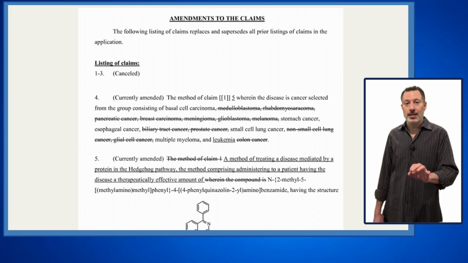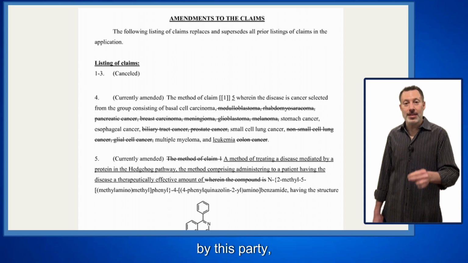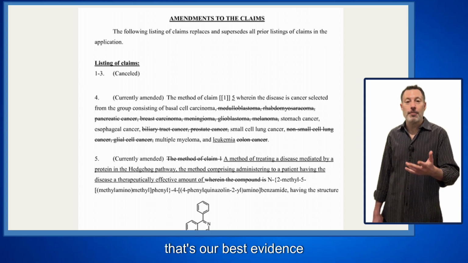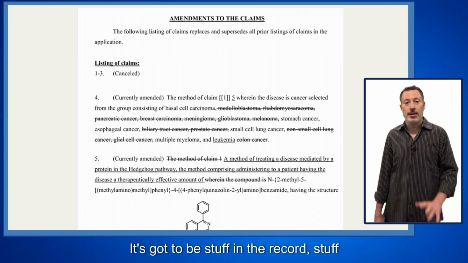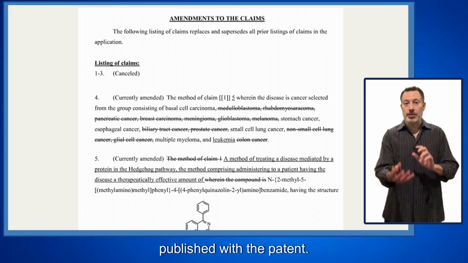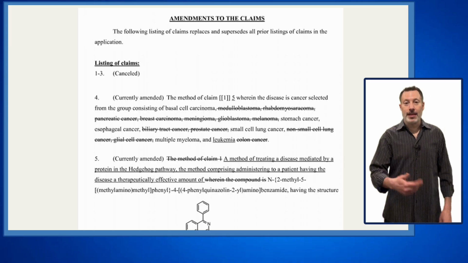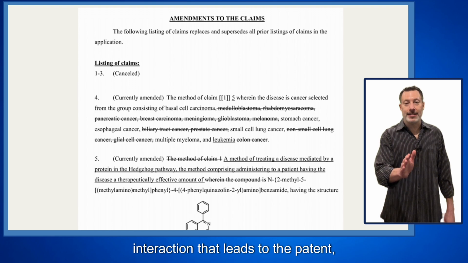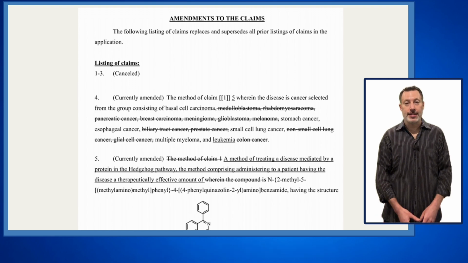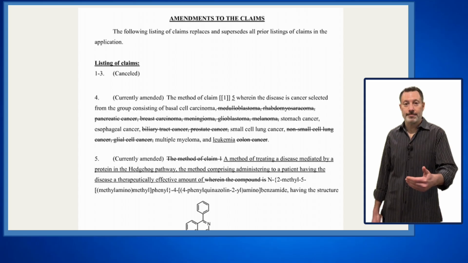Intrinsic evidence, kind of the evidence that was generated alongside the claims by this party, that's our best evidence as to what the claims mean. It's got to be stuff in the record, stuff they gave to the government, stuff that's published with the patent. It can't be like my secret note to myself. But evidence that was created during this interaction that leads to the patent, that's really powerful evidence. And so we'll get a bunch of that from the prosecution history.